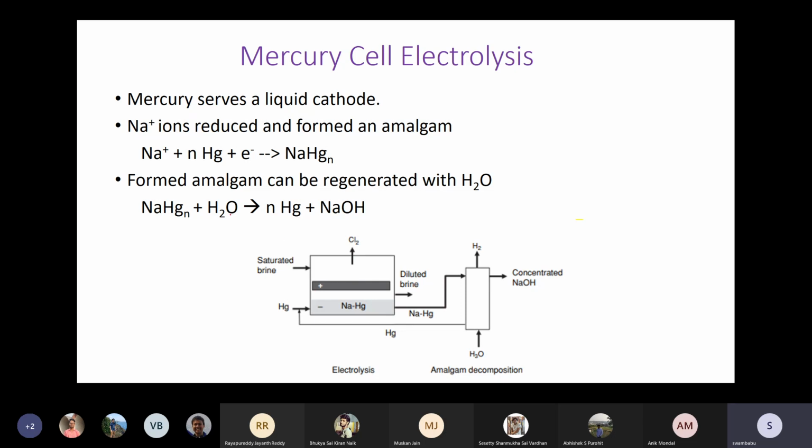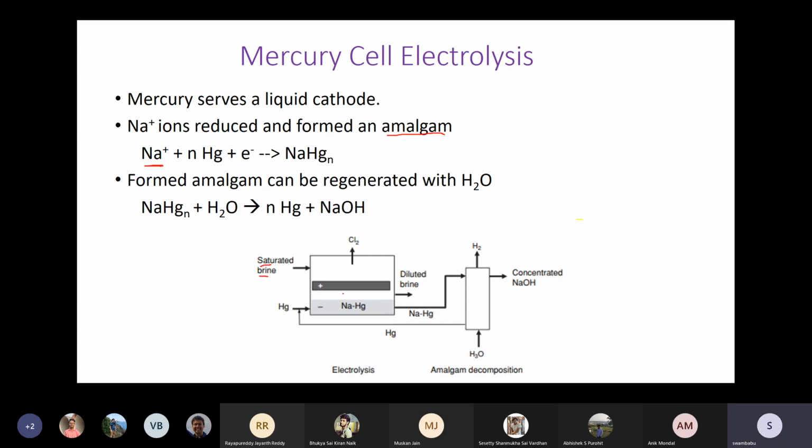So what happens is that these Na+ ions are reduced and formed as an amalgam. The Cl- ions move towards the anode, and this oxidation reaction happens, and chlorine gas is formed and liberated. Here we feed saturated brine solution to this mercury cell.